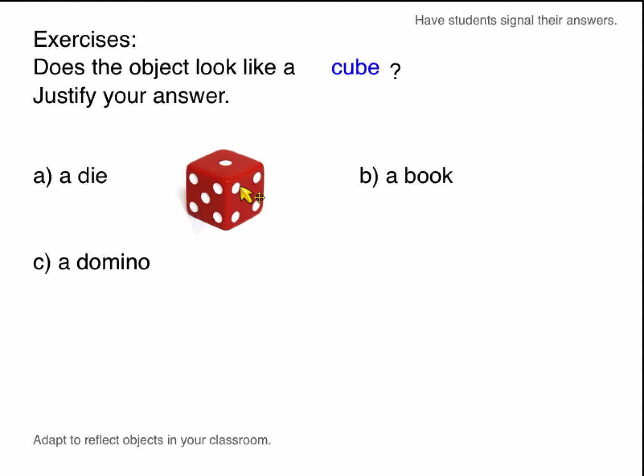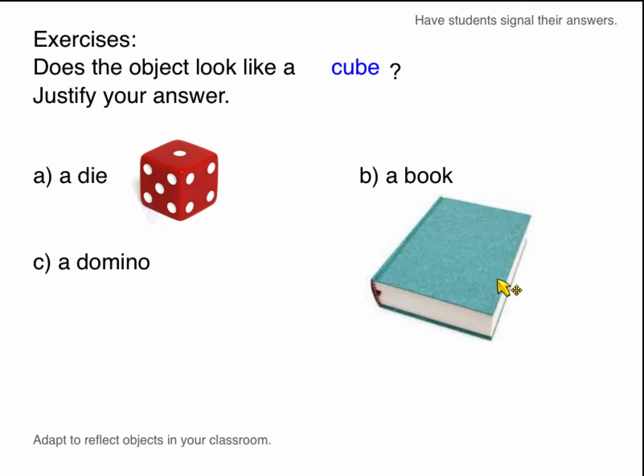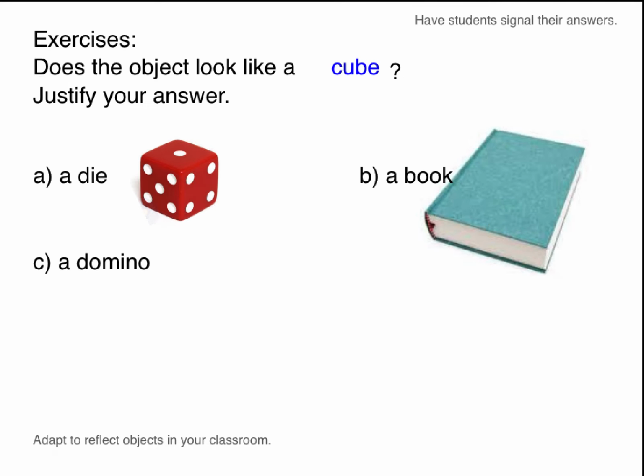The most important thing about a cube is that it has all square faces. So you can see that this is a square, and this is a square, and this is a square. There are some sides we can't see, but they're all squares, so this is going to be a cube. Right away you should see this side is not a square, it's a rectangle. This is a rectangle, and cubes don't have rectangles, so this is not a cube. Domino. This side is a rectangle. This side is a rectangle. So it's not a cube.